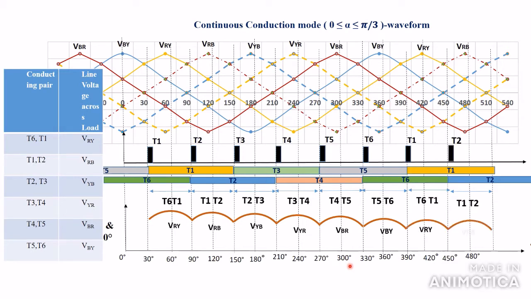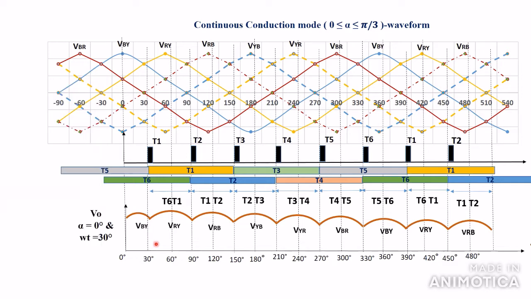So VRY. So next VRB. If you see here, before VRY, VBY was the load voltage. So here VBY will appear across the load. So this is a complete output voltage waveform for alpha corresponding to 0 degree. Here both the voltage and current will not reach 0. So this is called continuous conduction mode.